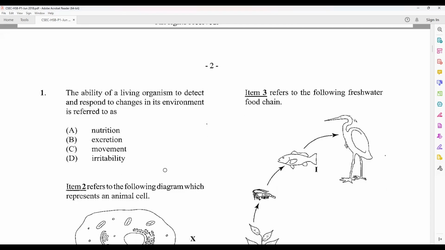So question 1, the ability of a living organism to detect and respond to changes in its environment is referred to as irritability. This first question is always from section A of the syllabus, and likewise the rest of the questions follow the order of the syllabus. So after section A comes section B, followed by section C, D, and E. All right, and that will span 60 questions or 60 items.